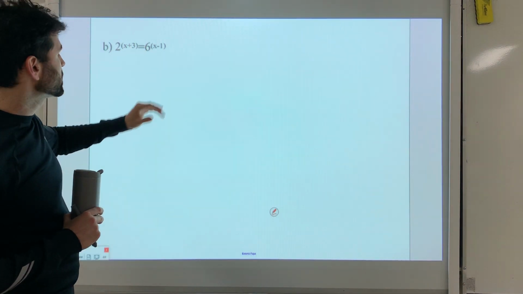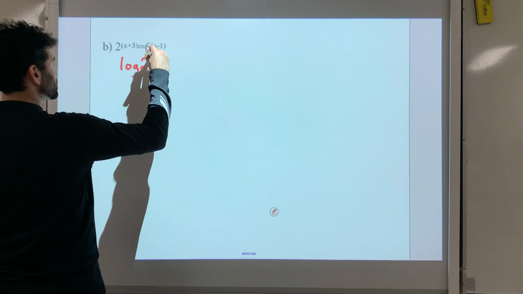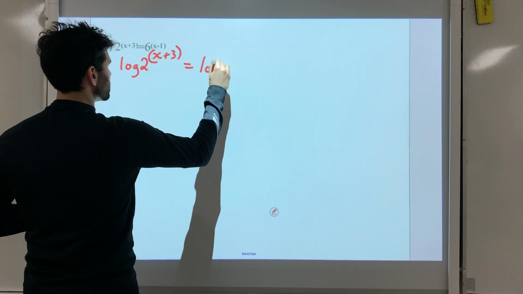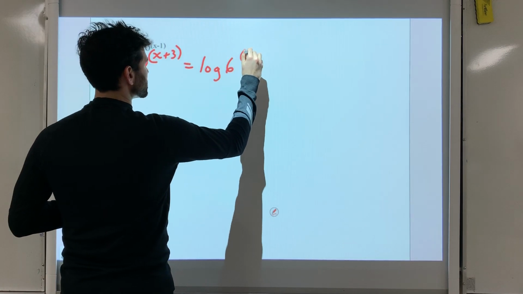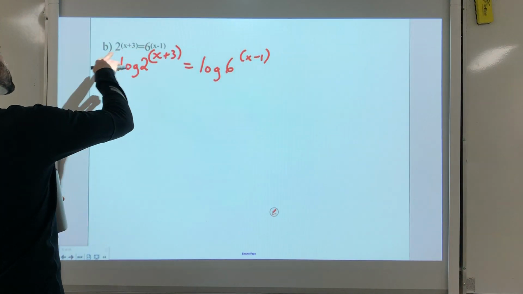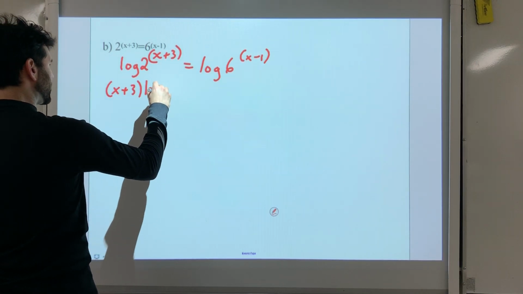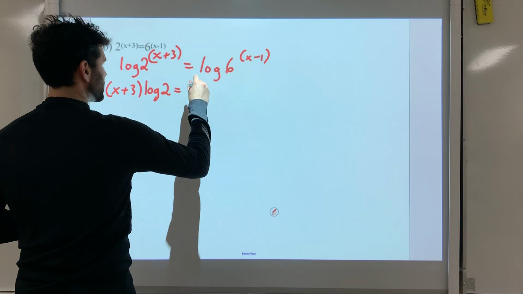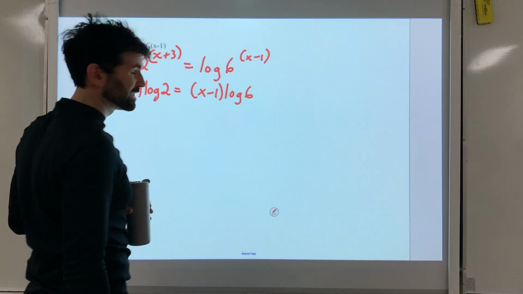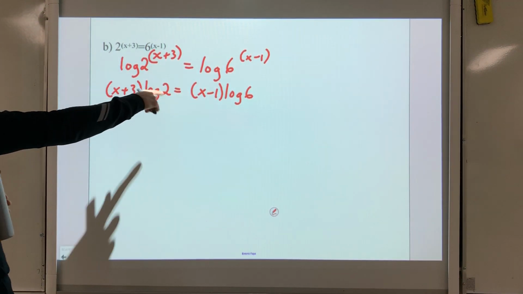If you're in this situation, you're going to apply logs to both sides. You just say, okay, I got log 2 to the x plus 3, keep the brackets around it, equals log 6 to the x minus 1, keep the brackets. Now you can start solving for x. Use the power law, so bring the x plus 3 down, and that's times log 2. Bring the x minus 1 down, and that's times log 6. Well, this is going to get really ugly really fast because you have x on both sides.